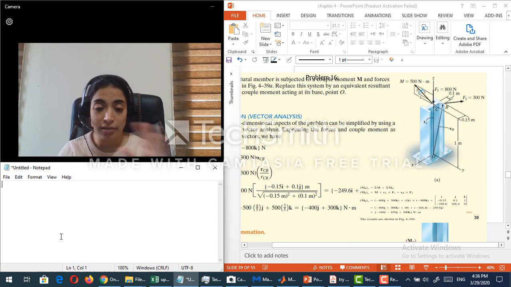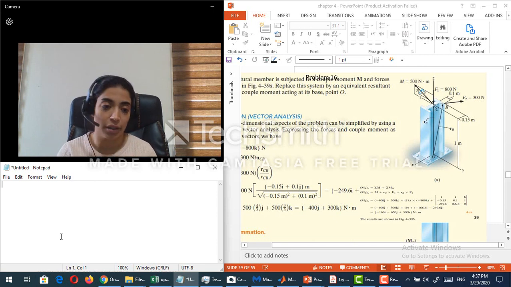Basically, guys, I will not solve this in detail, but I will give you all the steps so you can solve it by yourself. It is very easy since the vectorial method, if you know how to do it, lets you find the answer without worrying about the sign and the direction. So the steps are basically to find F resultant and M resultant.